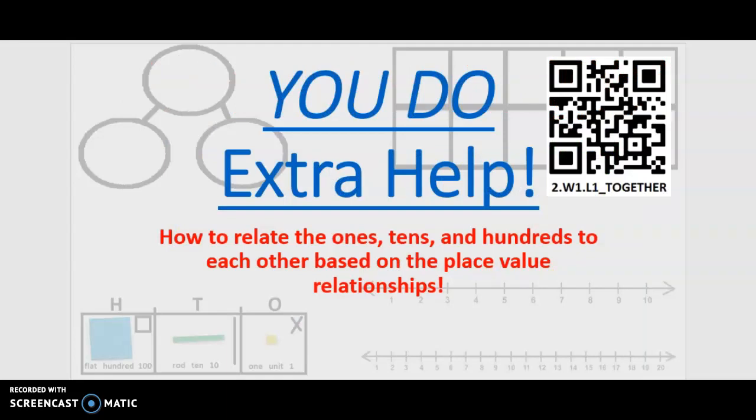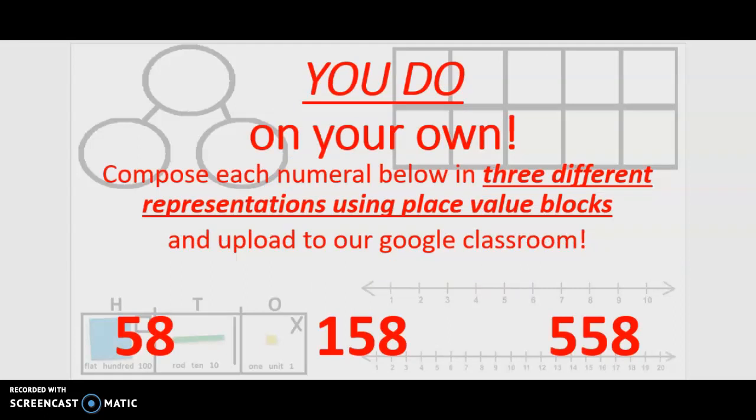It's time for you to do your own work on your own. But before you do that, as always, if you need help, parents, there's a QR code in the top corner. Scan that to get some extra videos. Class, what I want you to do on your own today after this video is you're going to compose each of these numbers below in 3 different representations. And I want you to focus on using those place value blocks. So 58, 158, 558. Write these in your journal, compose them in 3 different ways, and get a parent to help you take a picture and upload it to Google Classroom.